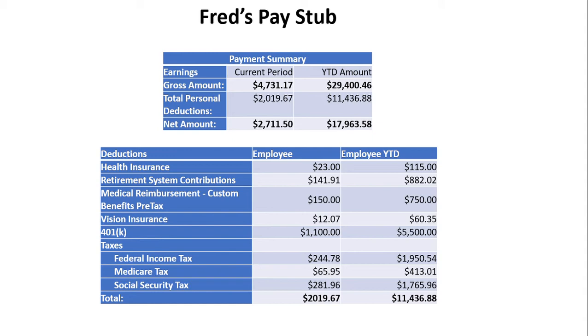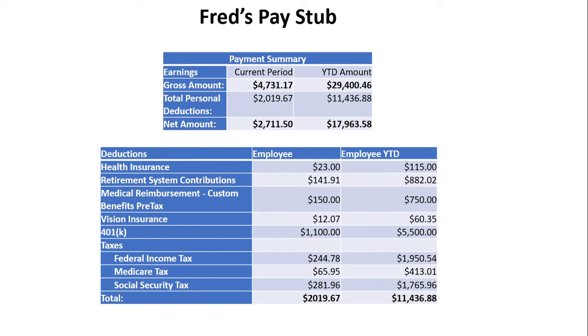So federal income tax, and then the next one is Medicare tax. That's 1.45% of your gross income is paid to that, and then your employer matches that as well, but that doesn't come out of your check. And then Social Security tax down here, that's 6.2% of your income goes towards that. Your employer matches that as well. So those are the taxes.